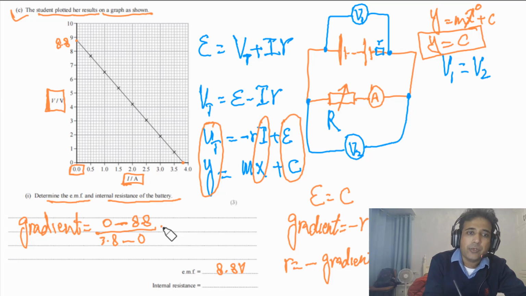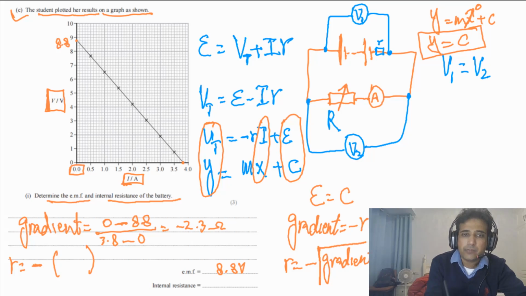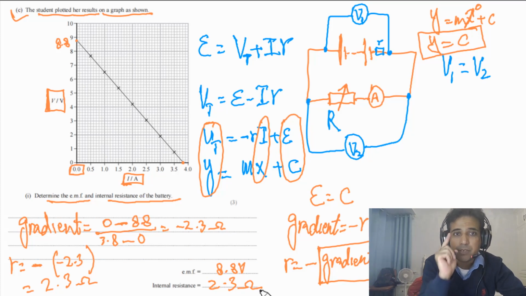This is 0. Now if we solve this one, you will get negative 2.3 ohms, but r is equal to the negative of the gradient. So the value of gradient is minus 2.3, so it means r is equal to 2.3 ohms. So this is our answer. This question is very common. Try to understand this one.